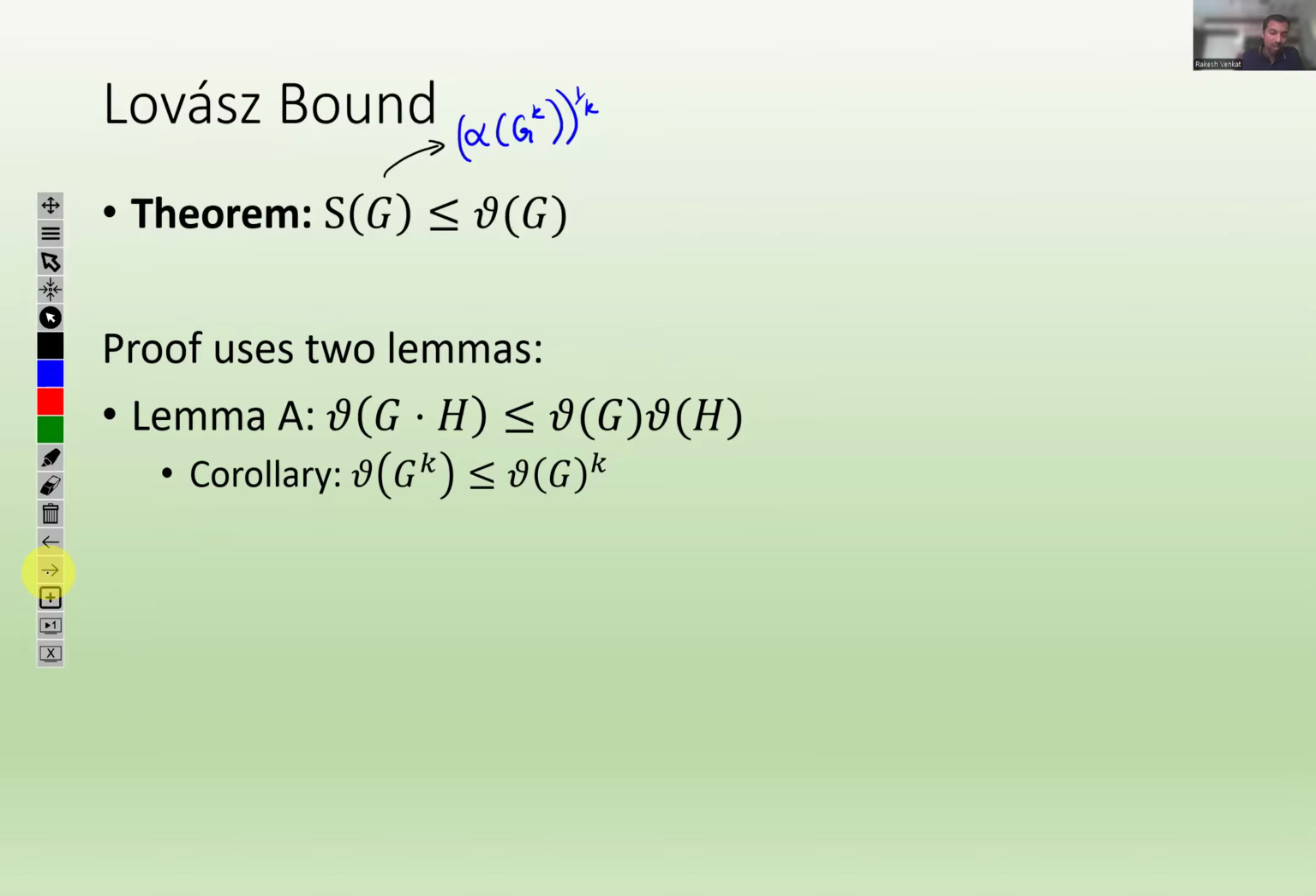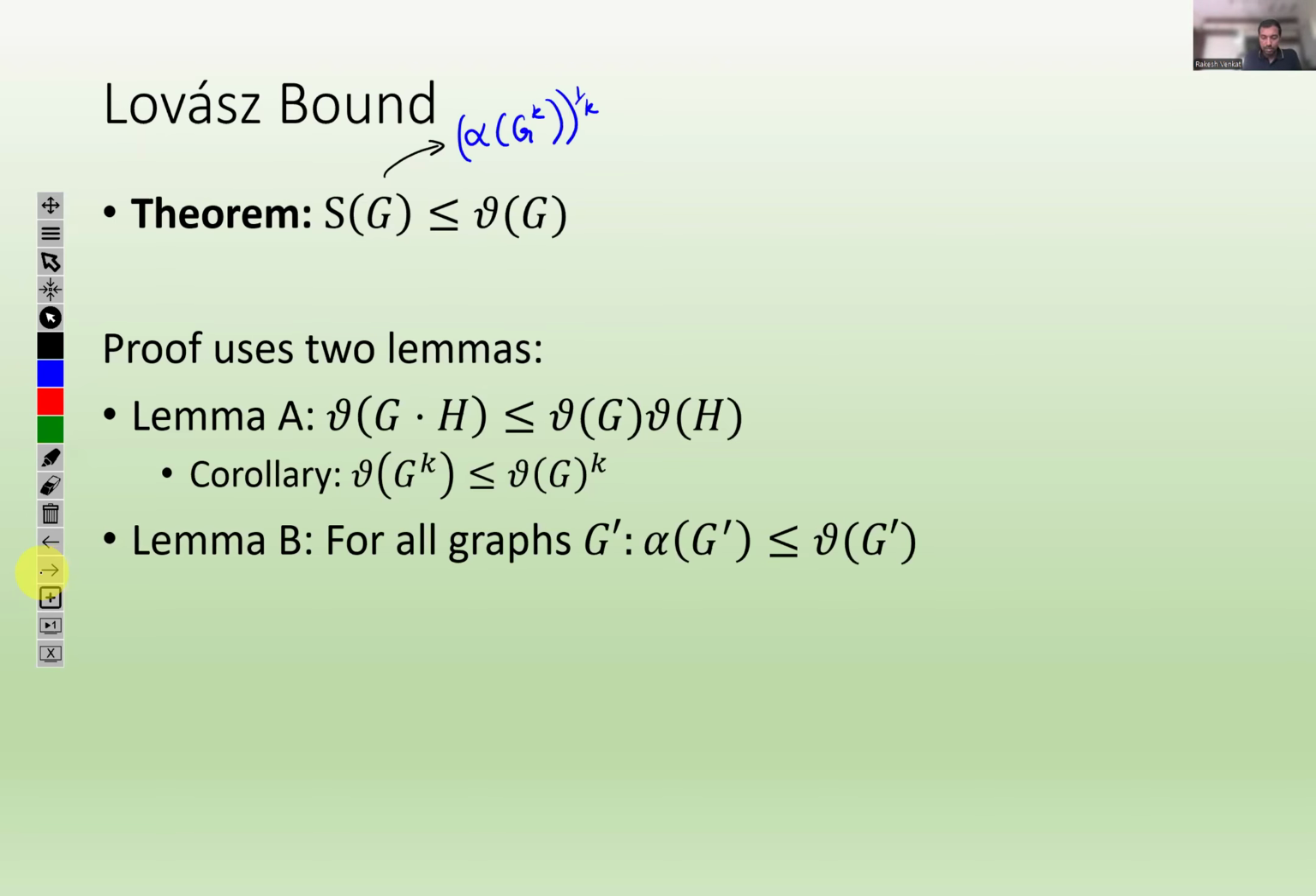This part we'll use, because notice that it is difficult to get a handle on alpha of g power k. So what we are doing is saying, I can't handle alpha of g power k easily, so let me go after this theta function. Once I know that the theta function has this nice multiplicative property, I relate the theta function back to the alpha function. Lemma B does this. It states that for all graphs g, the size of the maximum independent set in the graph is at most the theta function of the graph.